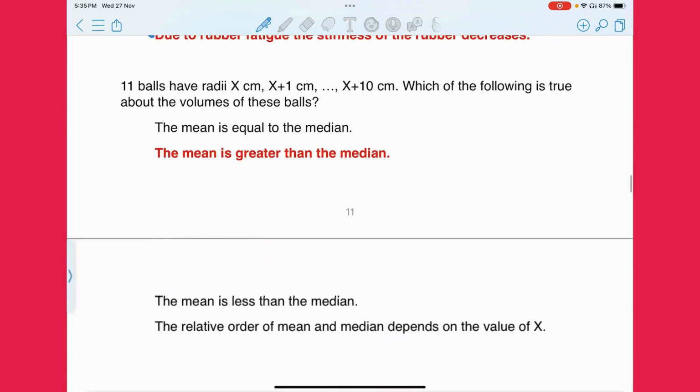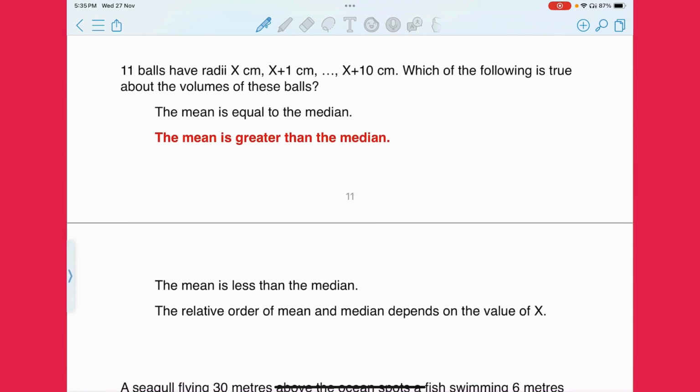Let's check the next question. 11 balls have radii x centimeter, x plus 1 centimeter, up to x plus 10 centimeter. Which of the following is true about the volumes of these balls?